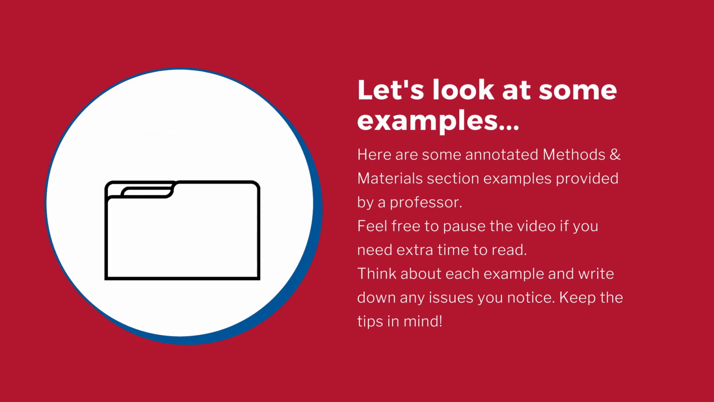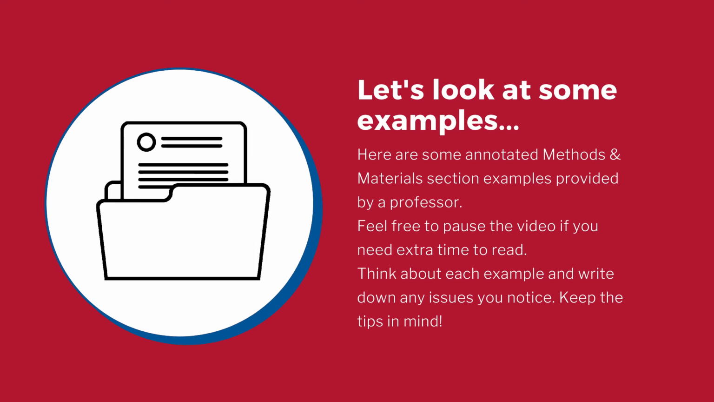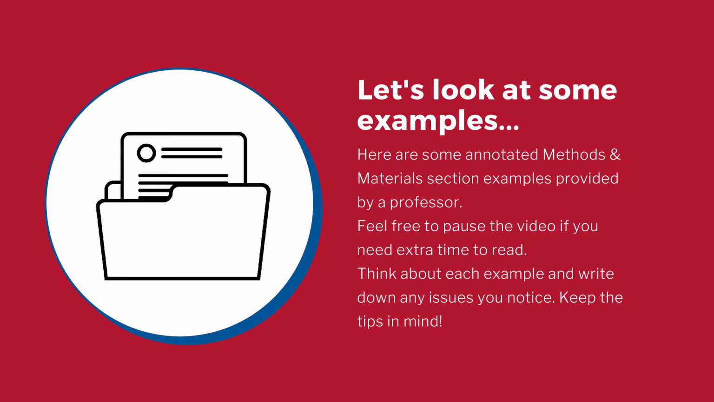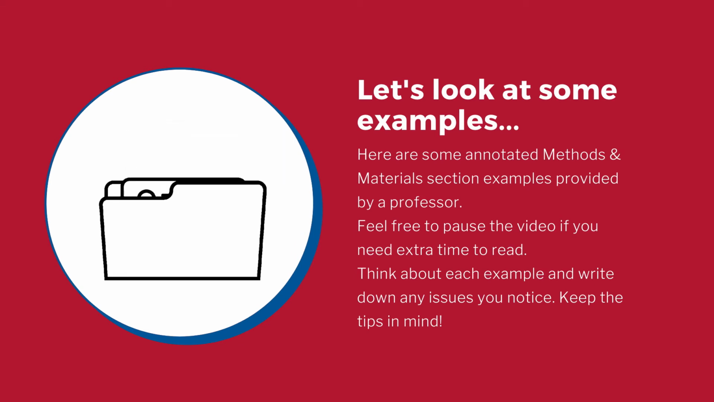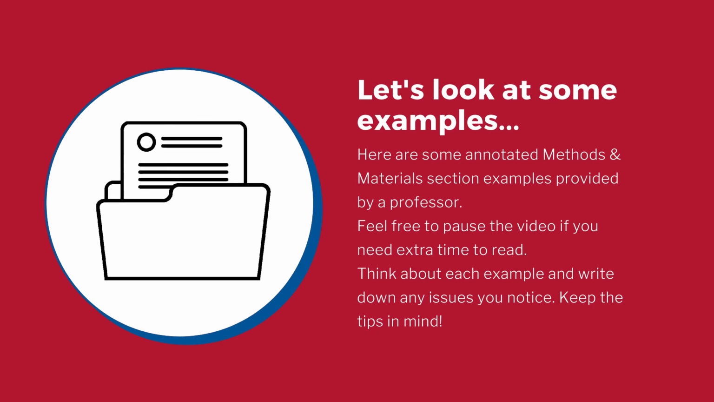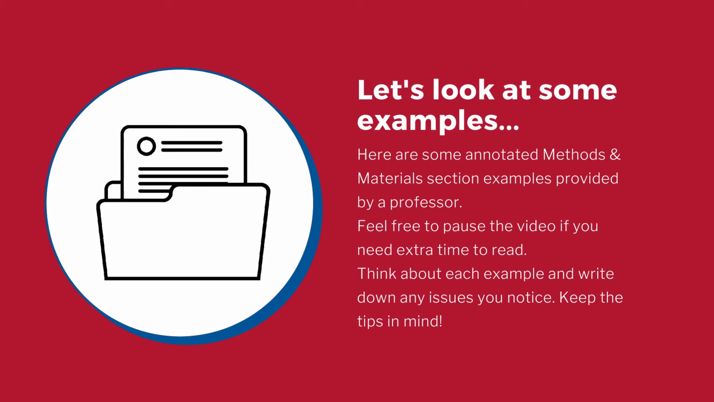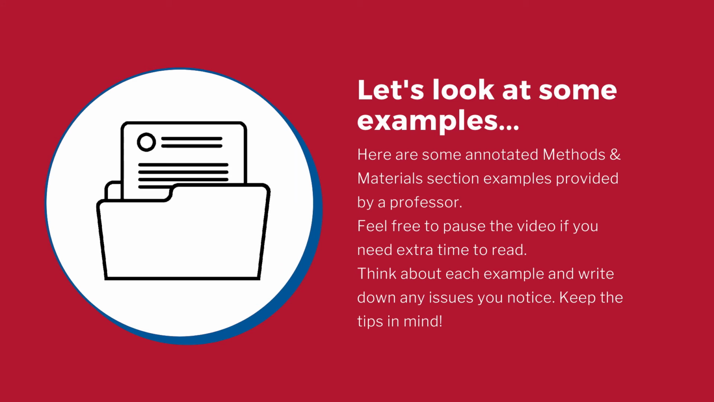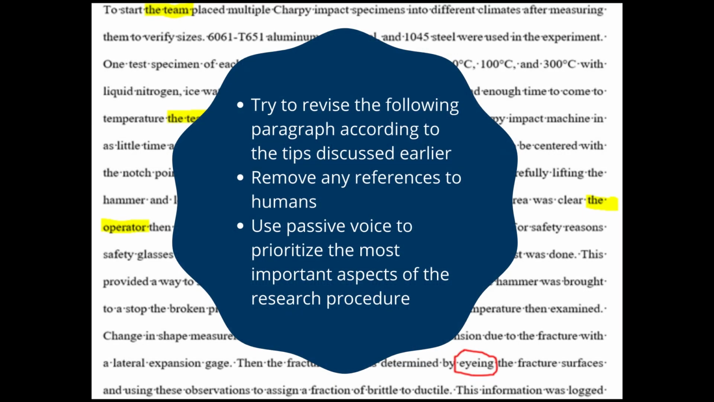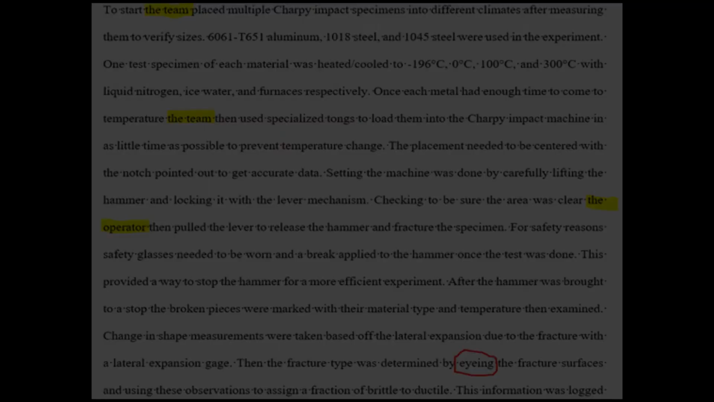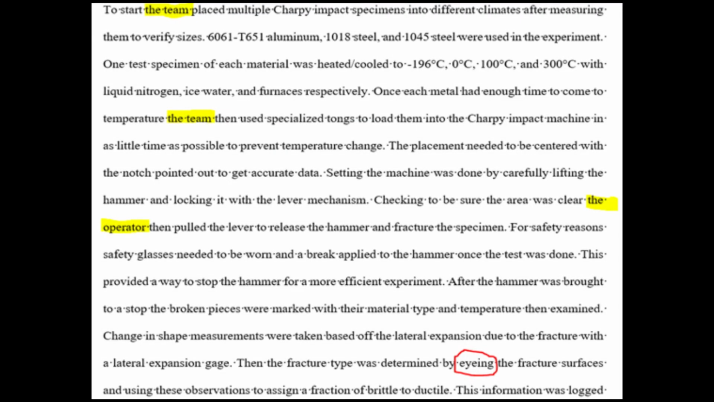Let's look at some annotated methods and materials section examples provided by a professor. Feel free to pause the video if you need extra time to read. Think about each example and write down any issues you notice. Keep the 10 tips we just reviewed in mind as you read. Here's an example where the team had a very busy day. Take a moment to try revising this paragraph on your own to remove any references to humans. Remember to use passive voice effectively to prioritize the most important aspects of the research procedure.